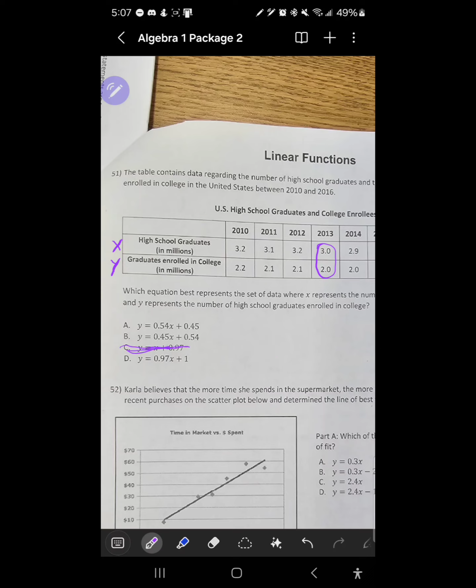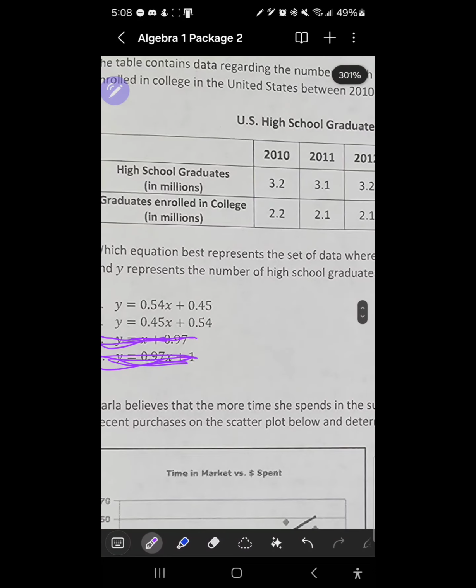And then for D, is more or less same. We multiply 0.97 times 3 is going to be 2.8, something like that, approximately. I'm doing this by mind. And then we add 1, it's going to be 3.8, which is increasing and is not what we are looking for. Now, in this other case, these two were really equal, so I'm going to use the calculator.